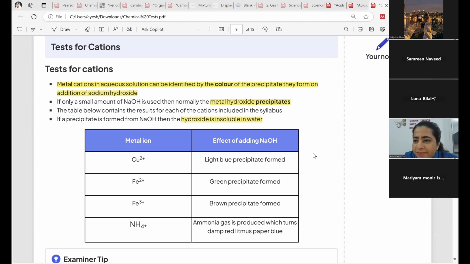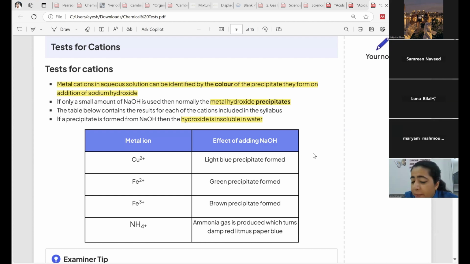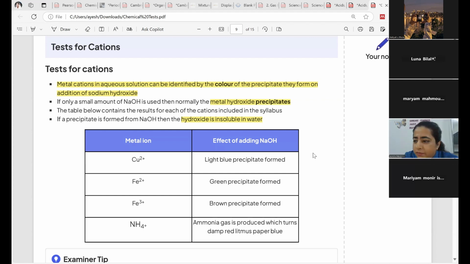Anyone else except Mariam? Yes. Miss, cations are positively charged ions. They are atoms that form positive charge, and anions are the atoms that form negative ions. Okay. So cations are those which will be having positive charge, anions are those which are going to have negative charge. So cations and anions, which are going to form from metals, which are going to form from non-metals.